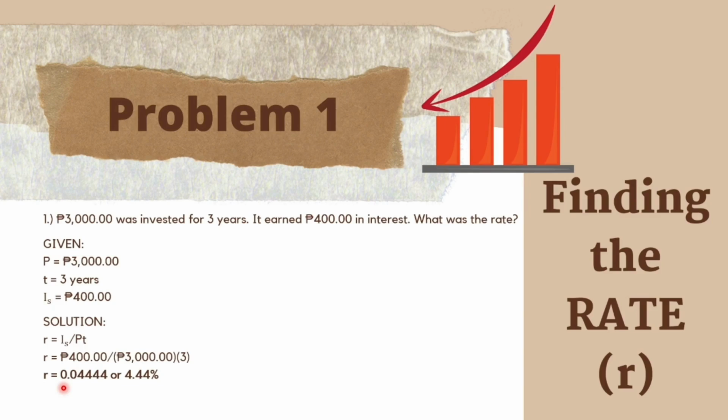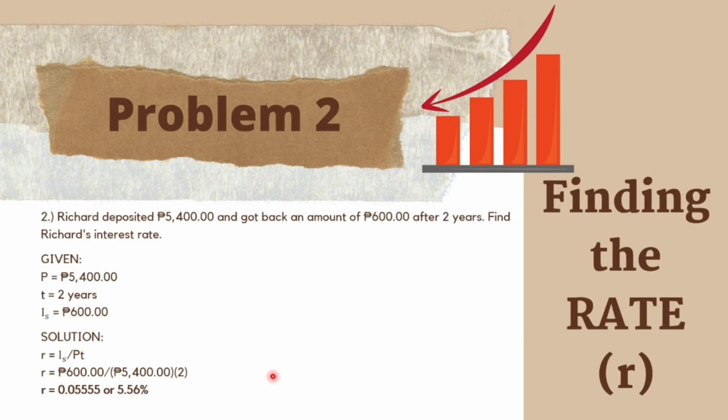Most likely you'll get an answer of 0.0444 and so on. So remember, what we're trying to get is the percentage. So to convert that, multiply this by 100 and you'll get an answer of 4.44. Then don't forget to put the percentage sign. So the final answer for this one is 4.44%. So that is the rate of this specific problem. Let's head on to problem number 2.